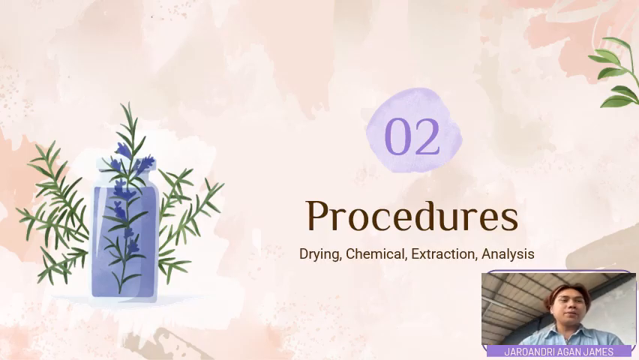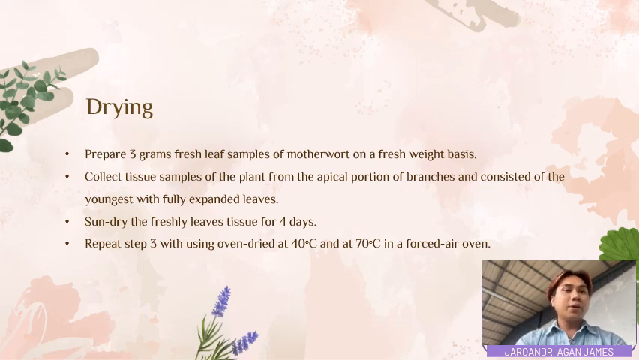Next part, we are going to talk about procedure on the drying, chemical and extraction analysis. The first method is drying. Prepare 3 grams fresh leaf samples of motherwort on a fresh weight basis. Then collect tissue samples of the plant from the apical portion of branches and consisting of the youngest fully expanded leaves, and sun dry the fresh leaf tissue for 4 days and repeat step 3 using oven drying at 40 degrees Celsius and at 70 degrees Celsius in a forced air oven.